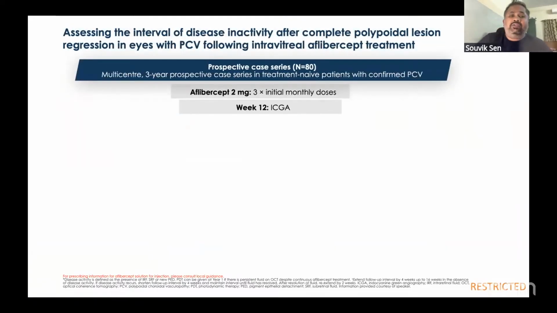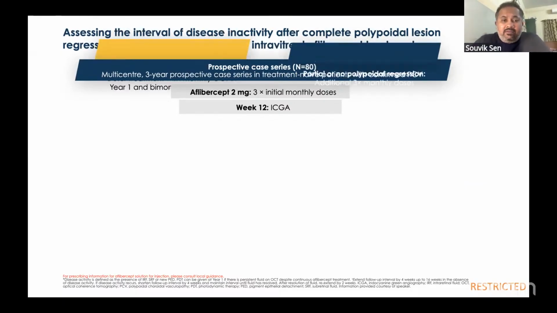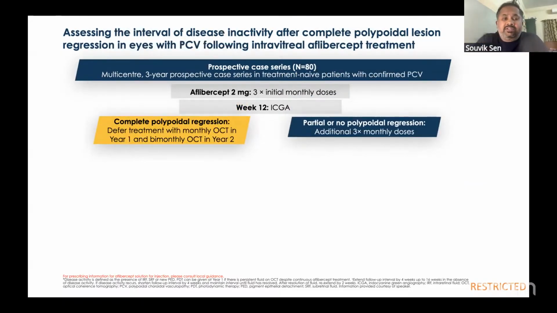So let's say we inject with a loading dose of 3 monthly injections. Now at week 12, at the end of it, there are two groups. One group will regress. The polyps might completely regress. In that group, we defer the treatment with a monthly OCT for 1 year, and in the second year, we go for a bi-monthly OCT.